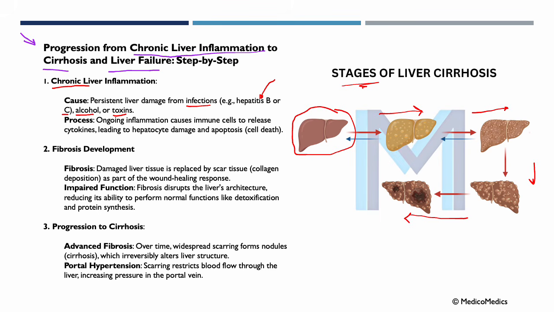What is the process underlying this? Well, there is ongoing inflammation that causes immune cells to release cytokines. These lead to hepatocyte damage and programmed cell death, meaning apoptosis. What then continues to happen is that we will have the development of fibrosis. So damaged liver tissue is replaced by scar tissue or collagen depositions. And this is part of the wound healing response.